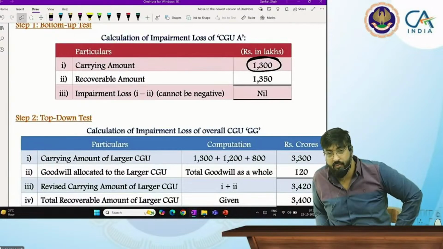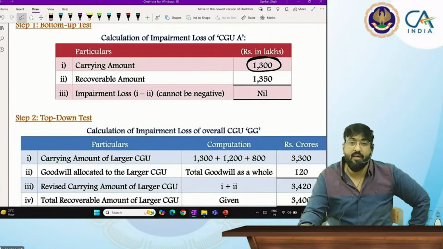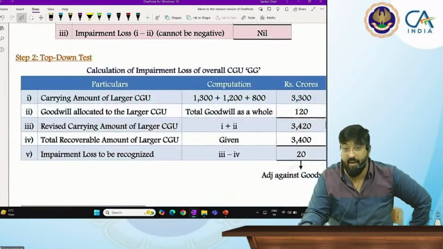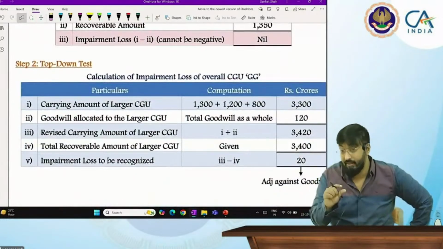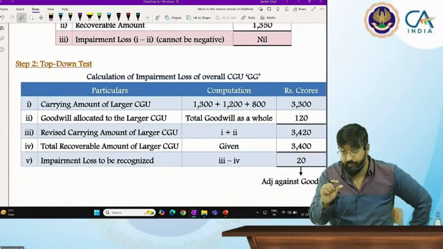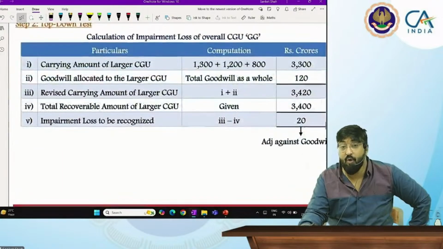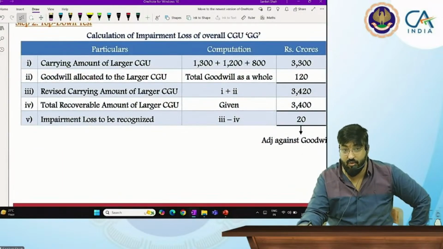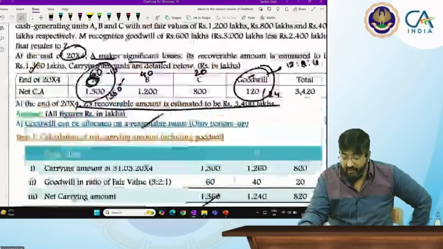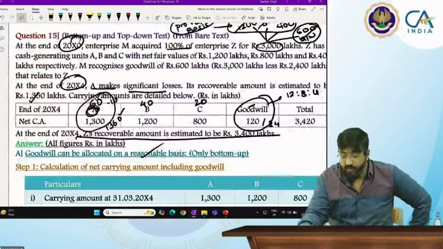Very good. Now what is the recoverable amount? 1350. And since it is 1350, there is no impairment for the separate CGU without goodwill. Now I will go with the top-down approach for the overall CGU. What is the carrying amount, beta? 1300 plus 1200 plus 800?